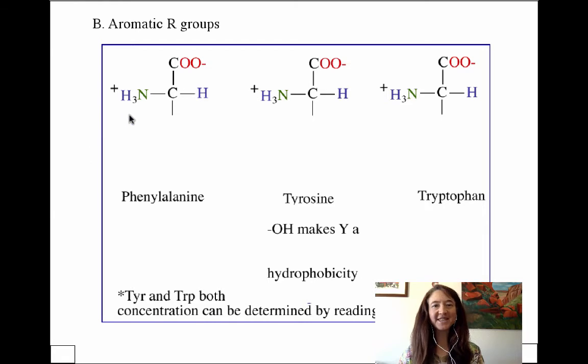As we turn our attention to the aromatic R groups, we'll begin with the simplest, phenylalanine. In phenylalanine, the R group is quite simply a benzene ring. It will serve us well to recall our organic chemistry and the highly delocalized pi electron structure that we see within a benzene ring.